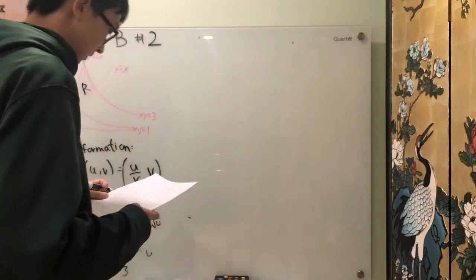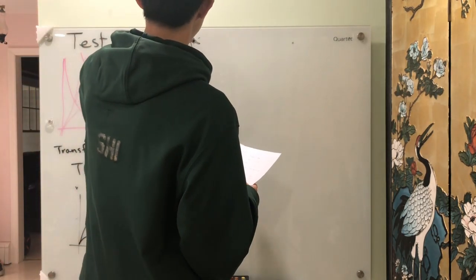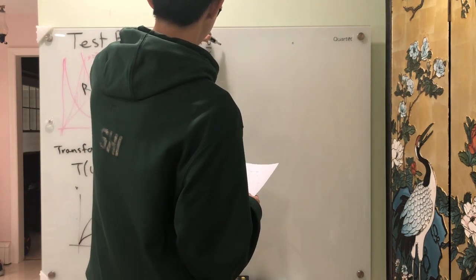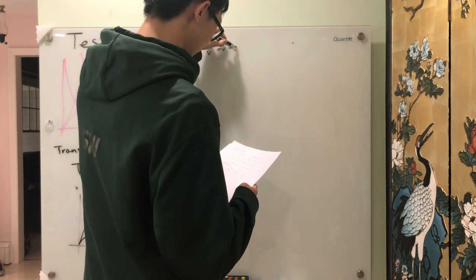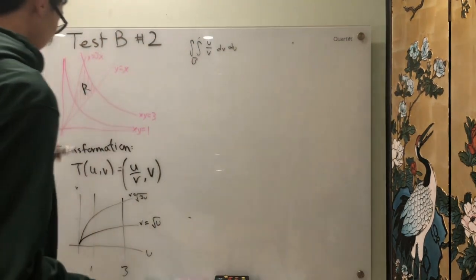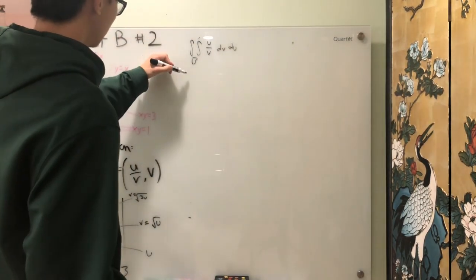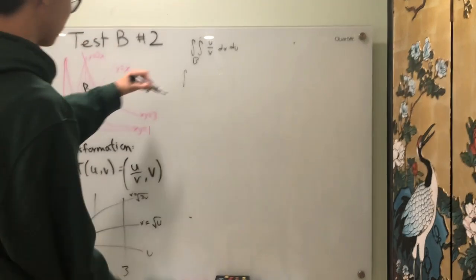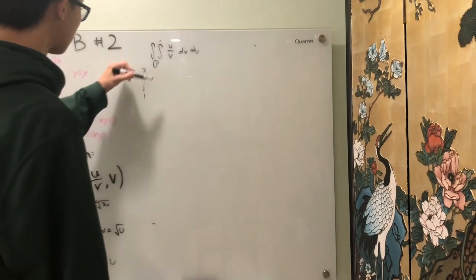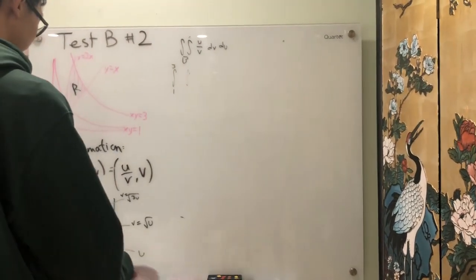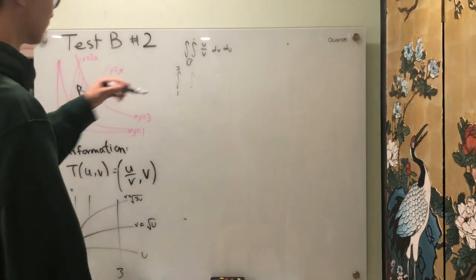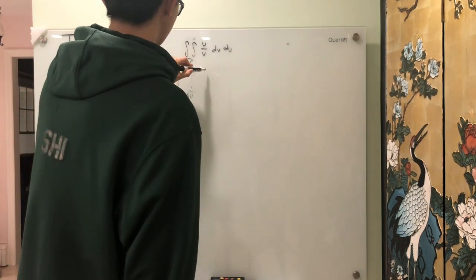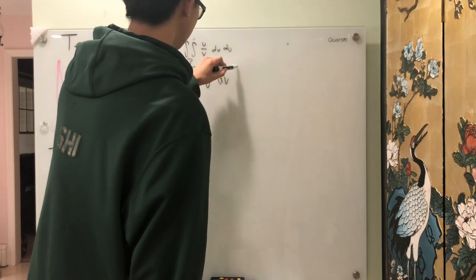So, our integral is the integral over the region B of u over v dv du. Looking at this, we can see that this is the integral as u goes from 1 to 3, as v goes from the square root of u to the square root of 3u, of u over v dv du.